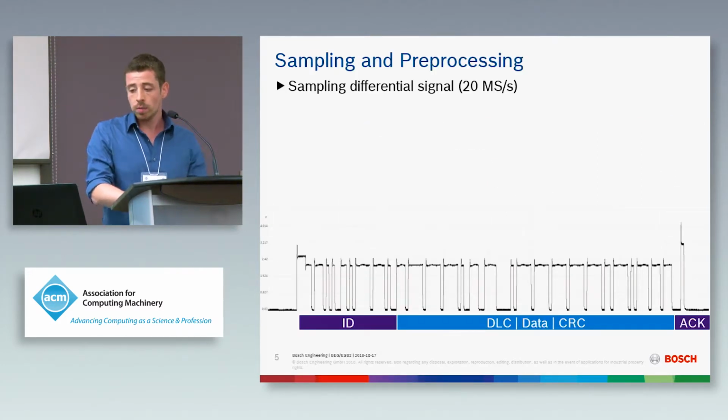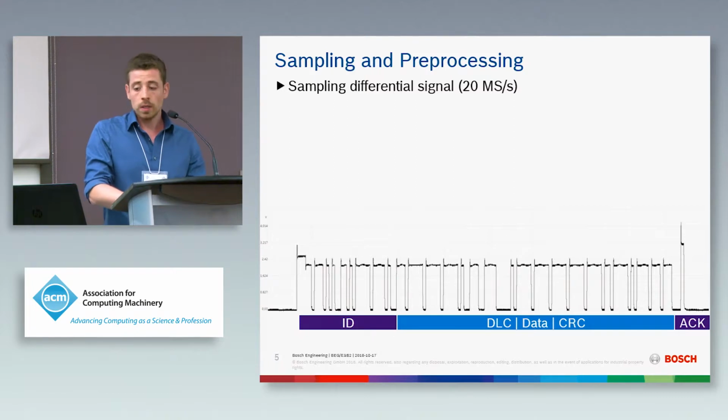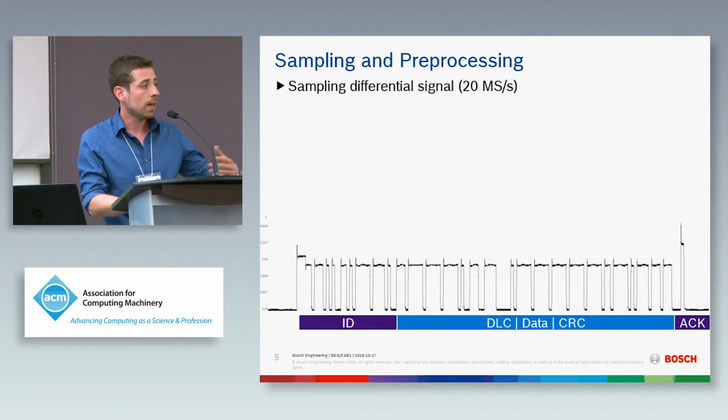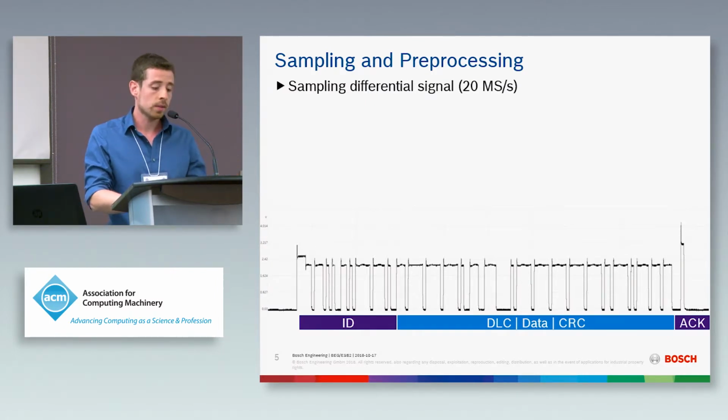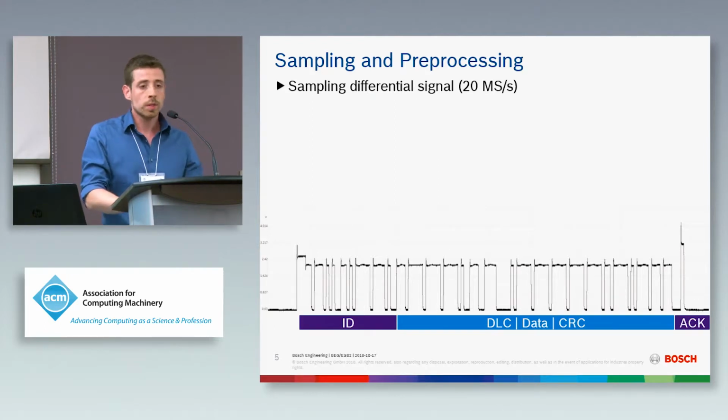The first step, as I said, is the sampling. Here we sample or record a signal with 20 megasamples per second. We use the differential signal as it contains less noise than using the high and low directly. This is already a reduction in necessary sampling rate, because related work uses sample rates between 2 and 2.5 gigasamples.